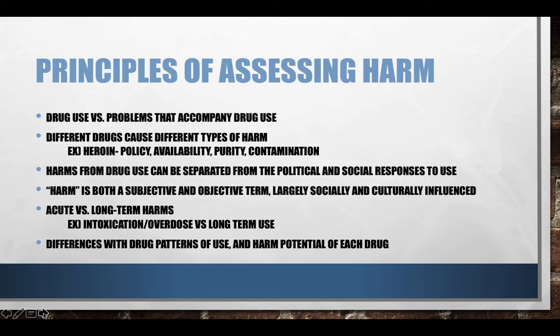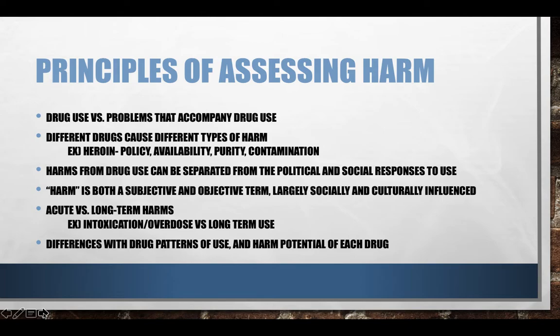Okay. So when we're looking at the principles of assessing harm, we want to look at drug use versus the problems that accompany drug use. This is very important to tease out and differentiate, because then it will affect how we go and address the different systems that are in play. For example, systems that help the drug user versus systems that might help society or prevent crime, etc.